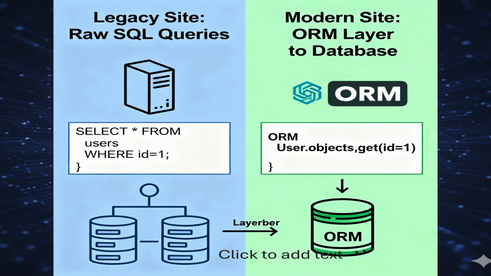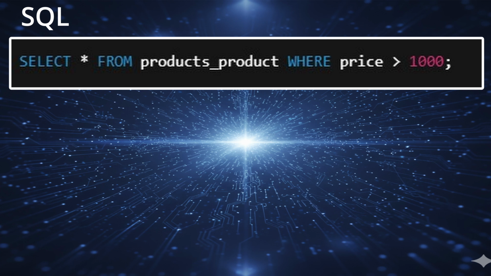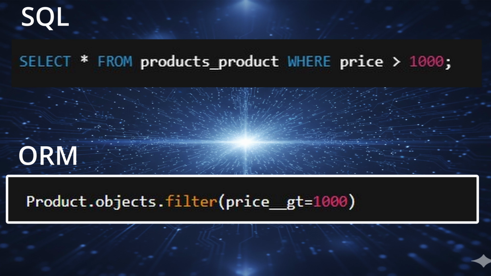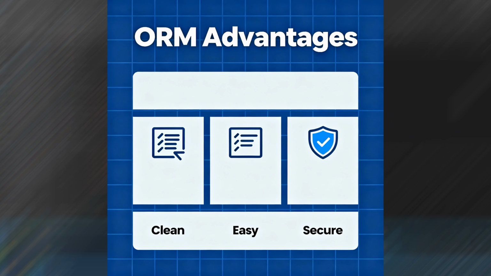Okay, let's look at an example for this. In the legacy way, raw SQL to fetch data from a database would look like this: select star from table name where condition, such as price greater than 1,000. However, in modern web development, using the ORM, it would look like this: Product.objects.filter(price__gte=1000), greater than or equal to.